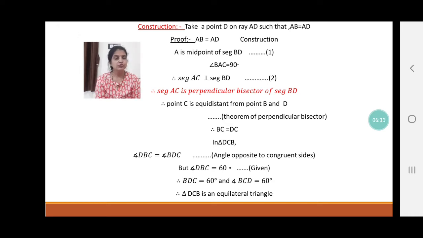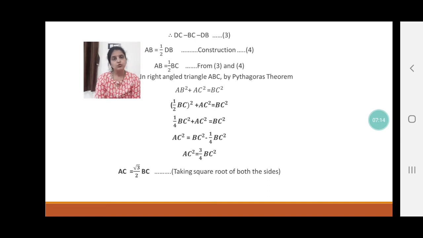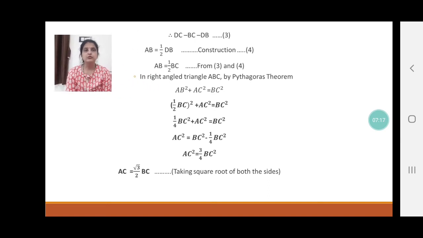Angles opposite to the congruent sides are congruent, and here DBC is given to us as equal to 60. So naturally angle BDC will also be equal to 60. Now one angle is left, that is angle BCD, that will be equal to 60. Now all the three angles are 60 degrees, right? So we conclude that triangle DCB is an equilateral triangle. As it is an equilateral triangle, all the three sides will be equal. So DC is equal to BC is equal to DB.